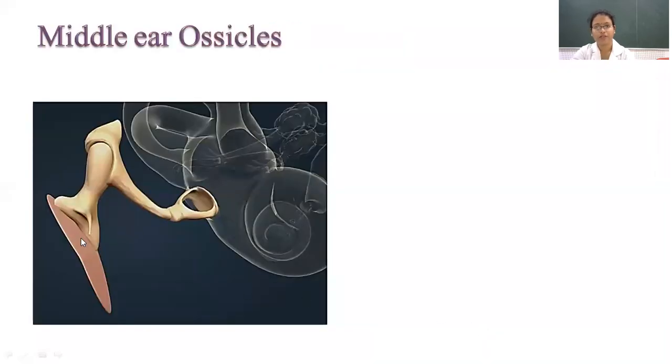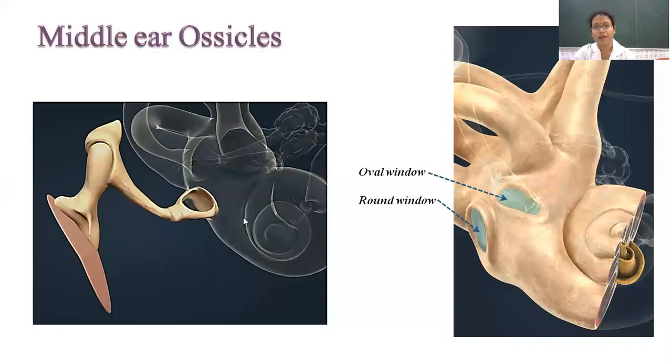Now, the middle ear ossicles, here you see the arrangement. This is the stapes, where the foot plate is attached to the oval window, and here there is another opening known as the round window. The importance of these structures will be discussed in the later part of the class.